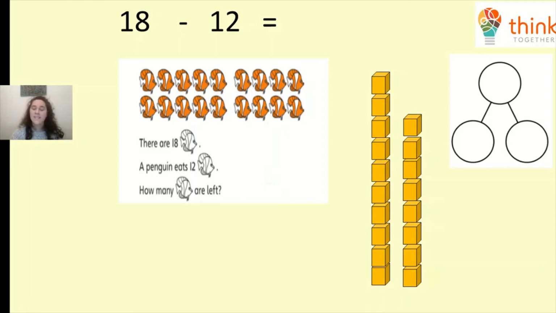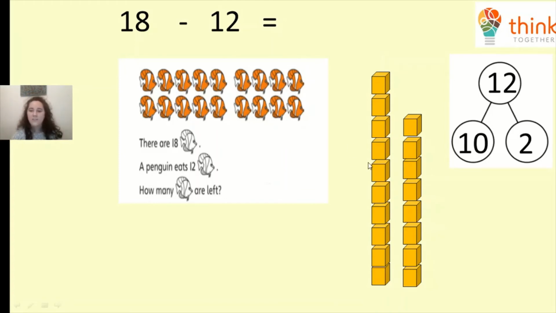Fantastic. I could partition 12 into a group of 10 and 1s. So you ready? There's my 12 in my part whole model, and I can split it into that group of 10 and 2 1s. That's going to make it much easier to take away, and it will be so much quicker. Let's start by taking away my group of 10. Can you point on the screen to the group of 10 that I could take away?